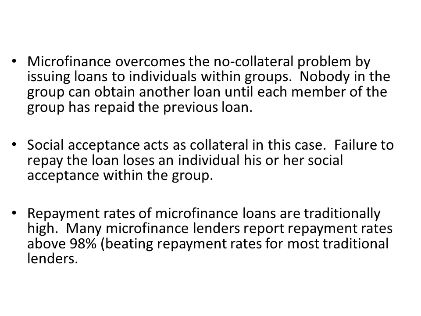Microfinance overcomes the no collateral problem by issuing loans to individuals within groups. Often it is the case that nobody in the group can obtain another loan until each member of the group has repaid the previous loan. Social acceptance acts as collateral in this case. Failure to repay the loan loses an individual his or her social acceptance within the group.